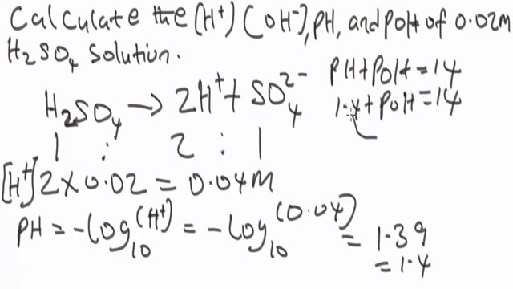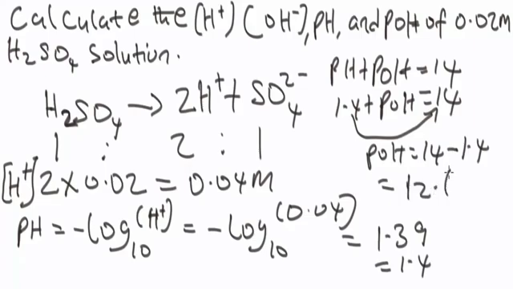Make pOH the subject of the formula. Crossing over the equality sign, we're going to have pOH equals 14 minus 1.4. If we do the math, we're going to have 12.6, and this will be the pOH. Now lastly, let's get the hydroxyl ion concentration, the OH ion there.